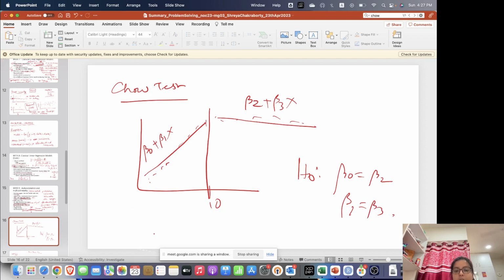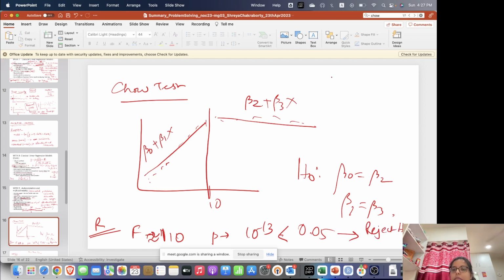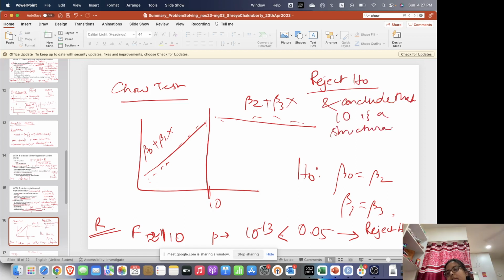And from the R software we see that the F value is approximately 110 and the p-value is of the order of 10 to the power minus 13, which is very much less than 0.05. So what do we do? We reject H0 and conclude that 10 is a structural breakpoint.